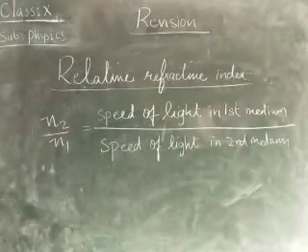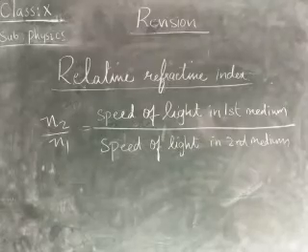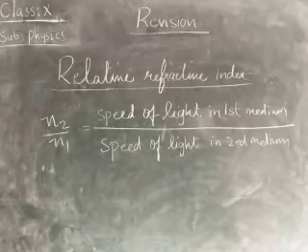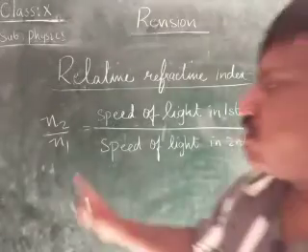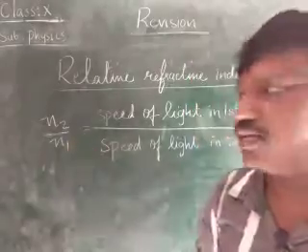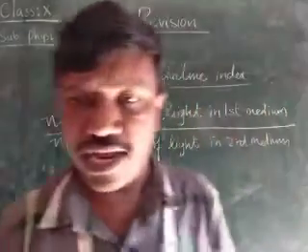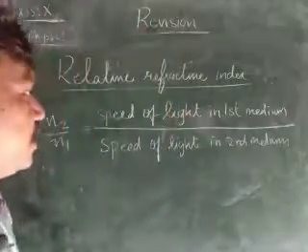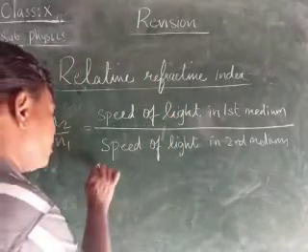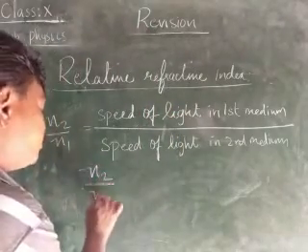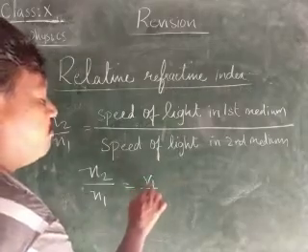That can be taken as n2 by n1, children. n2 by n1, where n2 is the refractive index of the second medium and n1 is the refractive index of the first medium. And here n2 by n1 is equal to the speed of light in the first medium to the speed of light in the second medium. Normally we write it as n2 by n1 is equal to v1 by v2.